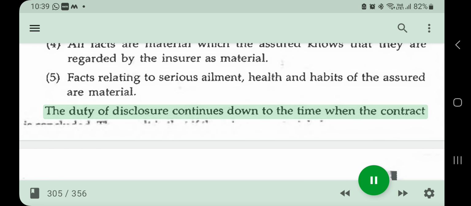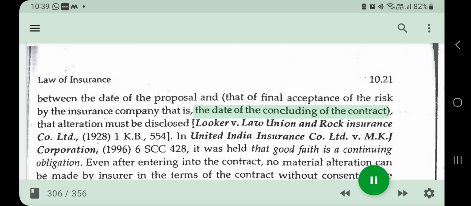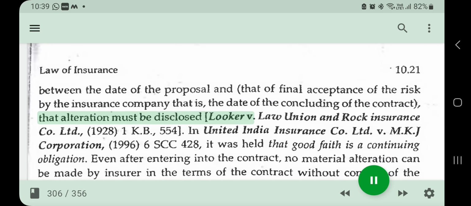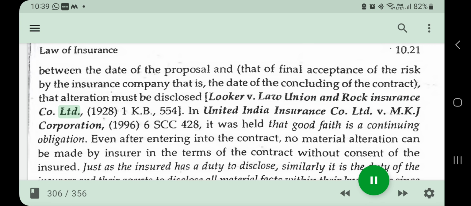The duty of disclosure continues down to the time when the contract is concluded. Between the date of the proposal and that of final acceptance of the risk by the insurance company, that is, the date of the concluding of the contract, any alteration must be disclosed. Lukas v. Law Union and Rock Insurance Company Limited, 1928, 1 KB 554.